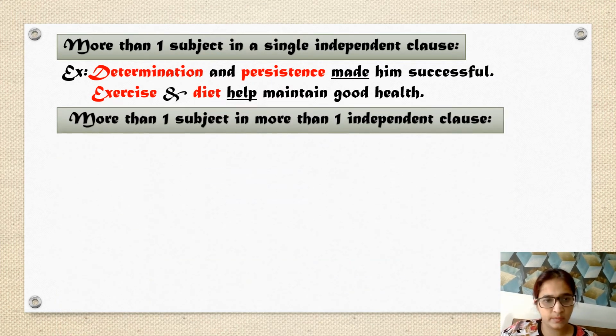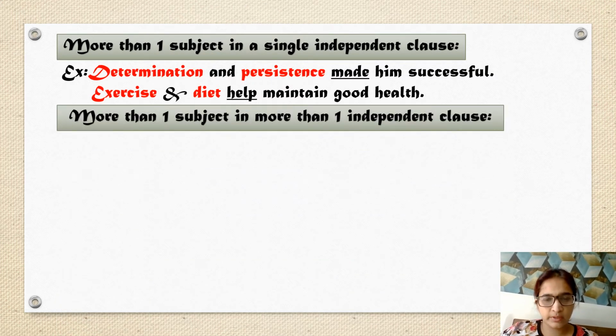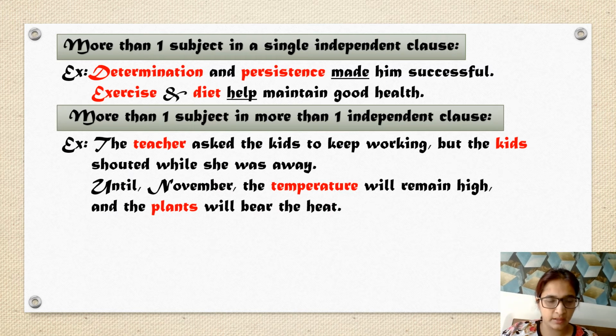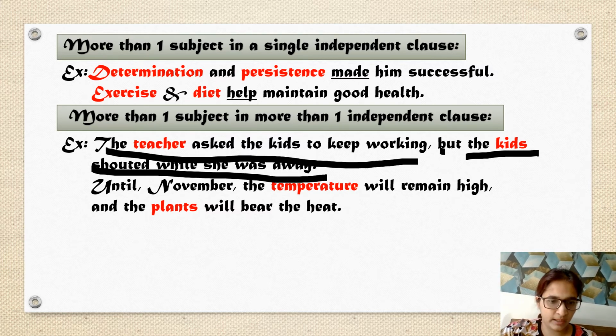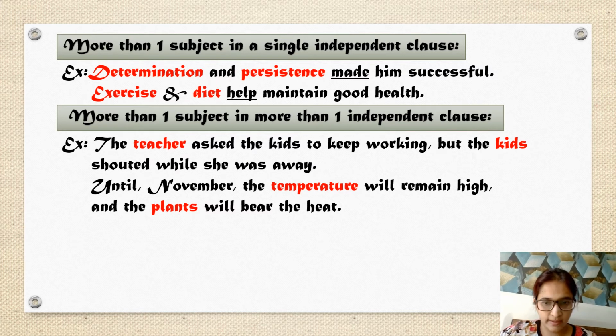Let's go to the next case, which is more than one subject in more than one independent clause. Now there are two independent clauses in the example and more than one subject again. For example: the teacher asked the kids to keep working. We could have stopped here. This is an independent clause. Then you have: but the kids shouted while she was away. The kids shouted while she was away is also an independent clause by itself, and the teacher asked the kids to keep working is also an independent clause.